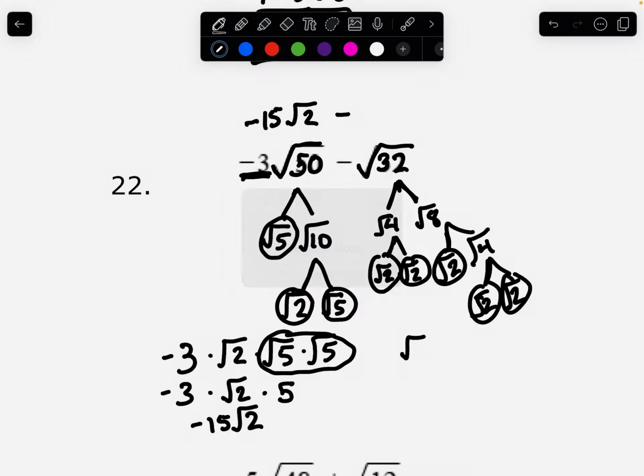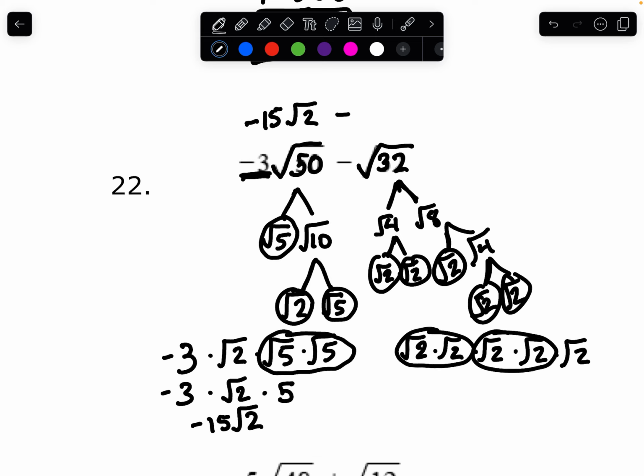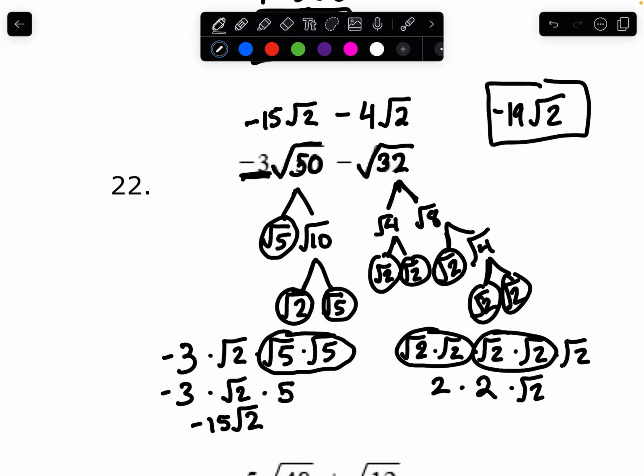So if I think about it right, I have square root of 2 times square root of 2 times square root of 2 times square root of 2 times square root of 2. So I have 2 pairs of 2, so I have 2 times 2 times square root of 2. So I have 2 times 2 is 4, square root of 2. Okay, and so then I just do what I just did with all the others. Remember, it's -15 minus 4 is -19. So that's my final answer.